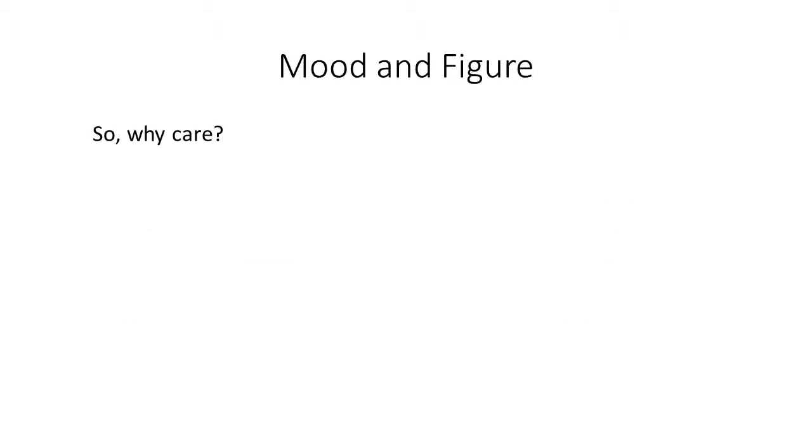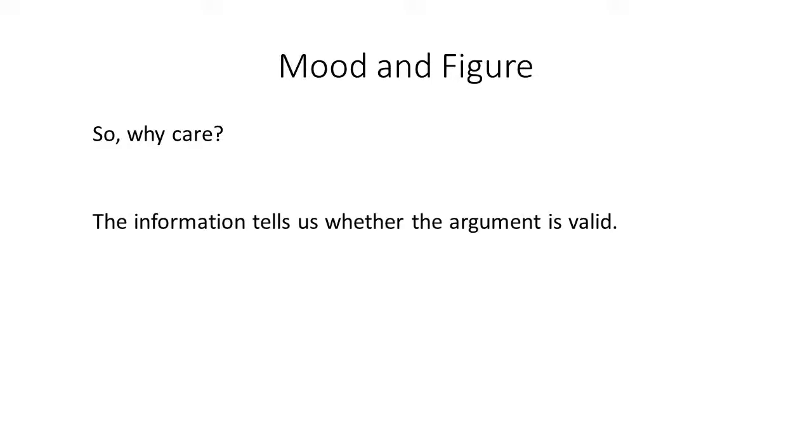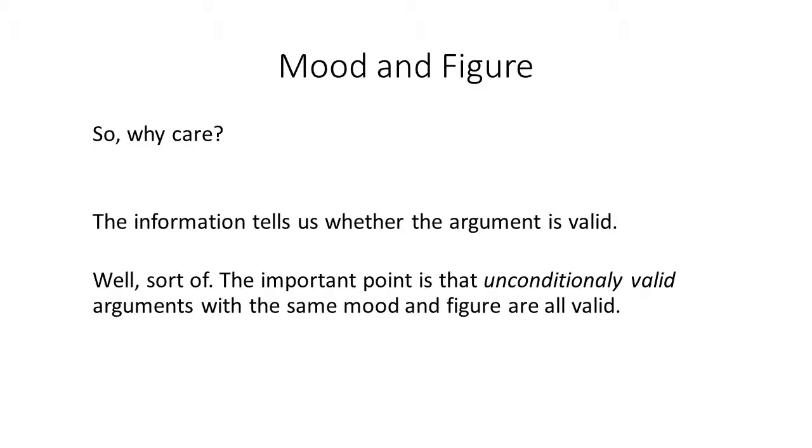Okay, so who cares? Again, what are we trying to do here? This information actually tells us whether the argument is valid. If we know this information, we're in a position to tell whether or not the argument's valid. Well, it turns out, sort of. The important point is that unconditionally valid arguments with the same mood and figure are all valid, and unconditionally invalid arguments with the same mood and figure are all invalid. What does that mean? This stuff is explained in the book. We'll come back to it in the next lecture, but here's the idea.